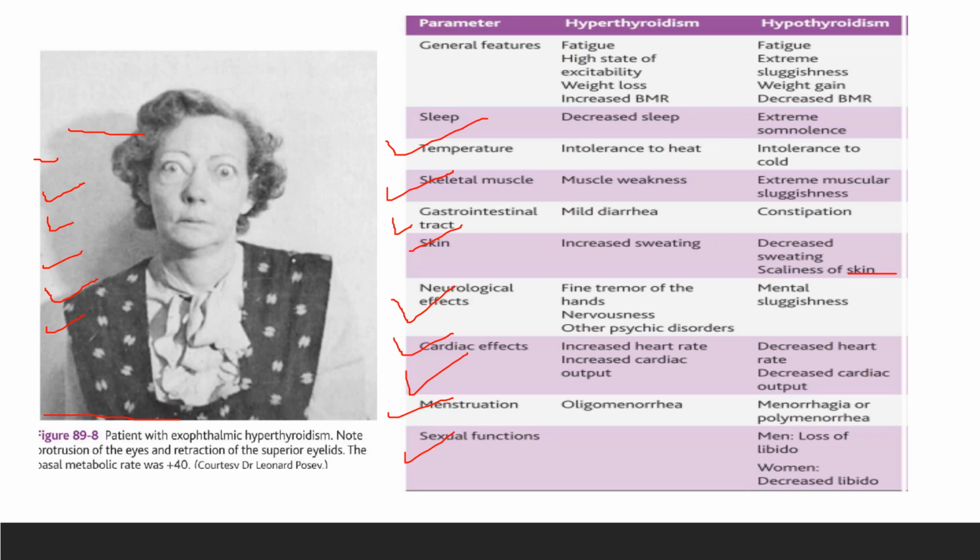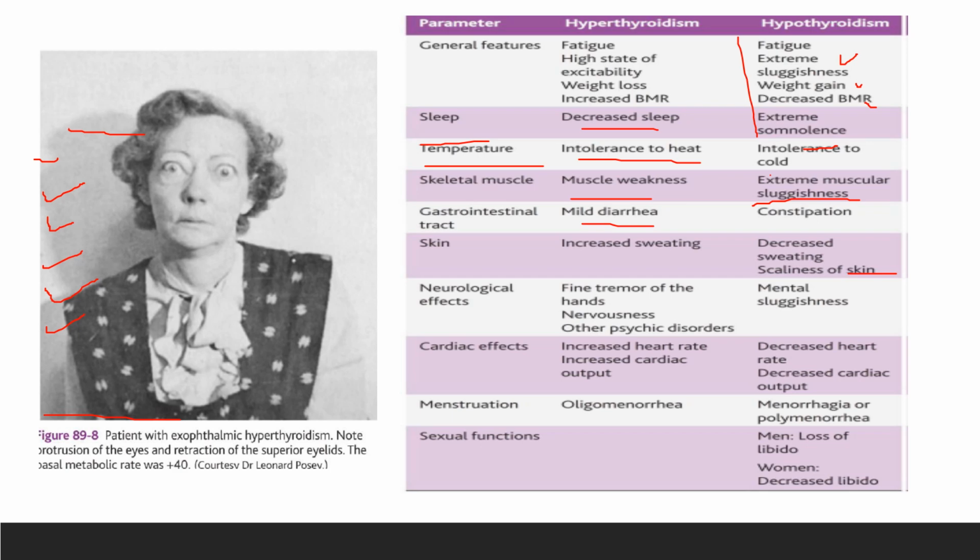Now, if we compare the symptoms of hyper and hypothyroidism, the general feature in case of hyperthyroidism is fatigue but higher state of excitability, weight loss and increased BMR, whereas in hypothyroidism, fatigue and extreme sluggishness, there will be weight gain and decreased BMR. Sleep, there will be decreased sleep in hyperthyroidism, here there will be extreme somnolence. Temperature, there will be heat intolerance in case of hyperthyroidism, cold intolerance in case of hypothyroidism. Muscle weakness in both the cases, here there will be extreme muscle sluggishness.